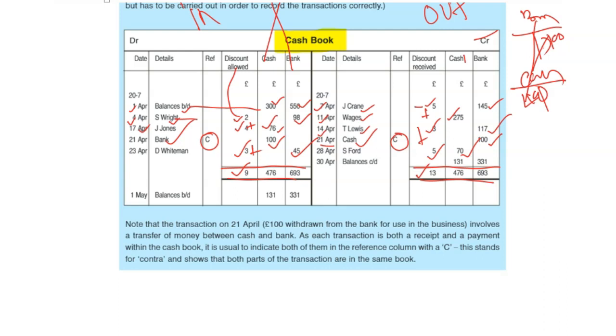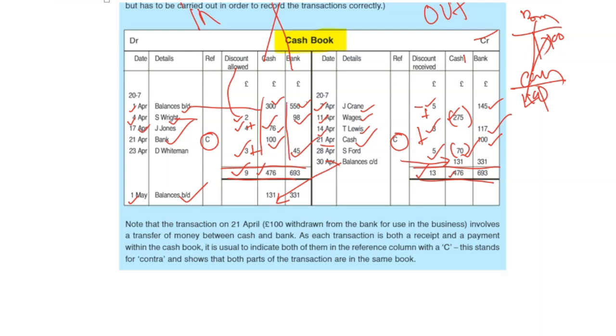How do you do it? You add all the items here, 376 plus 100, that gives you 476. You write on the opposite side because that's the bigger side. 476, take away 275 and 70. You are left with 131. That is your balance c/d, last date of the month, which becomes balance b/d on the opposite side, first date of the next month, 1st of May.